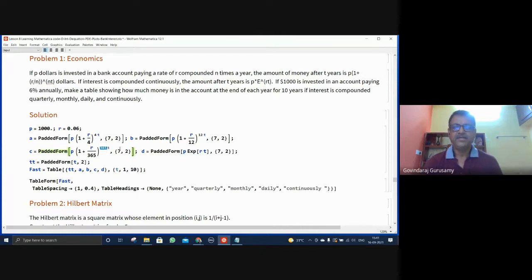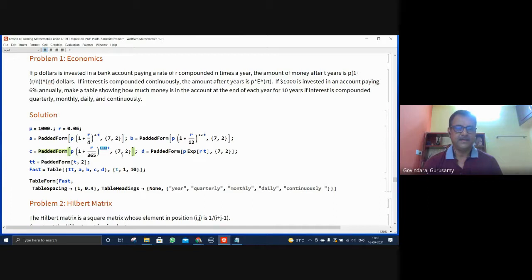If it is continuous, every second, every microsecond, nanosecond, picosecond, femtosecond, you make the interest calculated, and that leads to the formula P into exponential r t. That's the number which we have. Now you can put it in a table form of this A, B, C, D for the 10 years, 1 to 10 years.